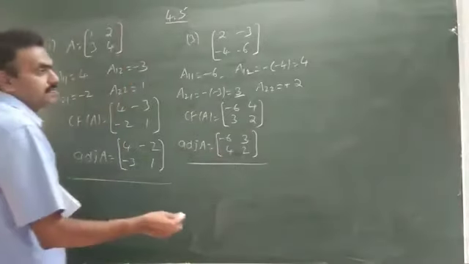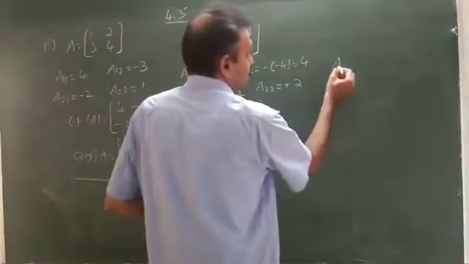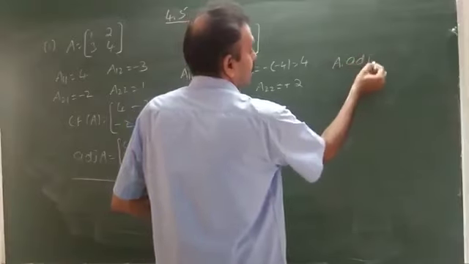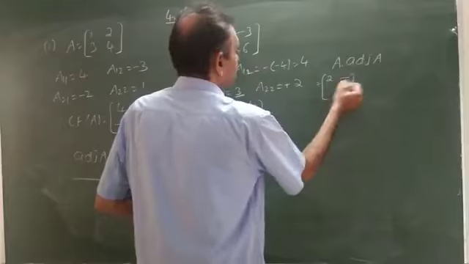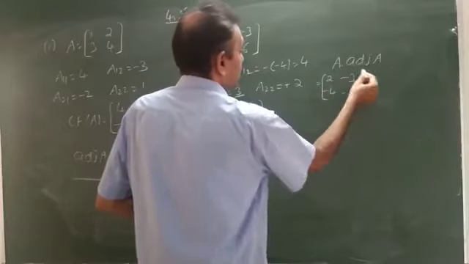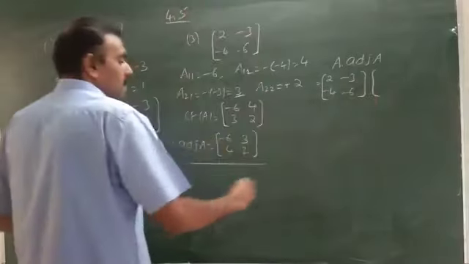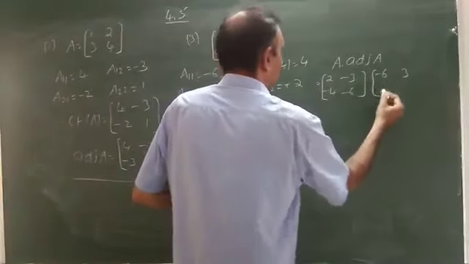Let us take A into adjoint A. What is A now? A is 2, minus 3, minus 4, minus 6. What is the adjoint? Minus 6, 3, 4, 2.